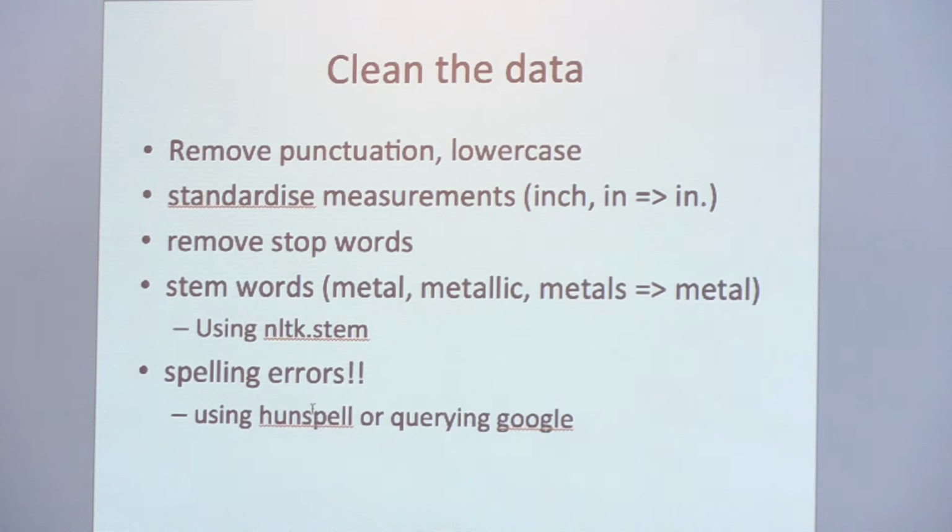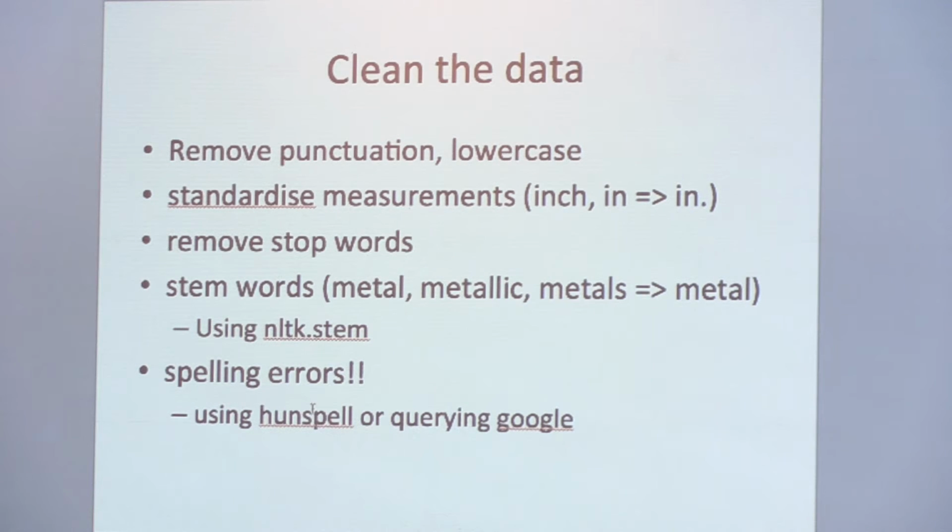Removal of stop words, that's a simple one if you're not familiar with that. It's removing words like and, the, or. If and is in the search term and and is in the product name, that's not really going to tell you much about whether they're similar or not. So if you get rid of them, it increases your accuracy.